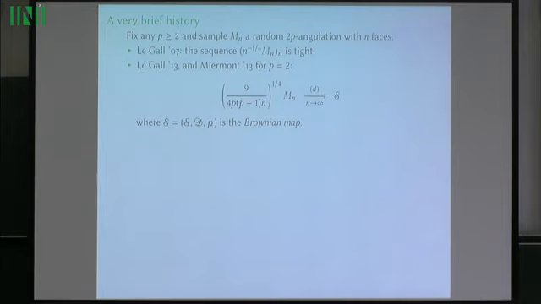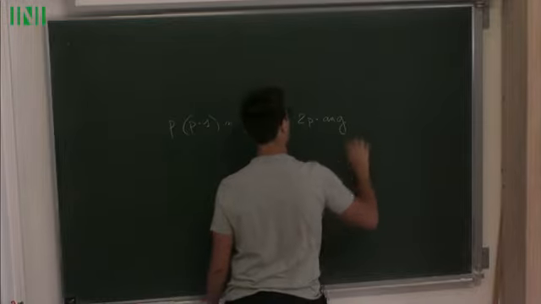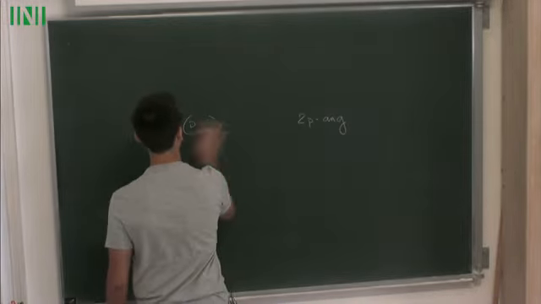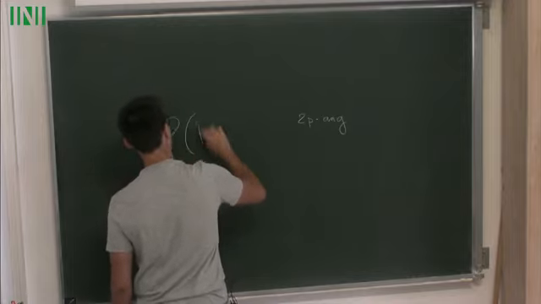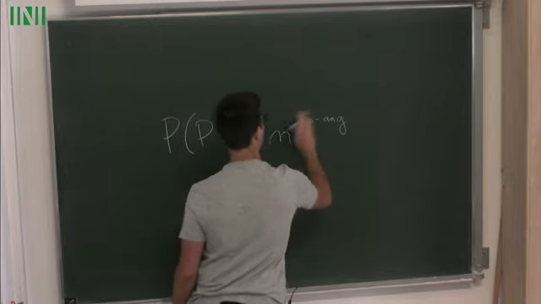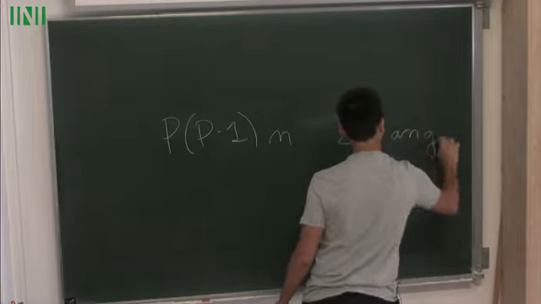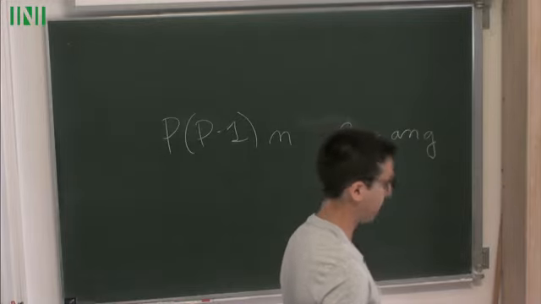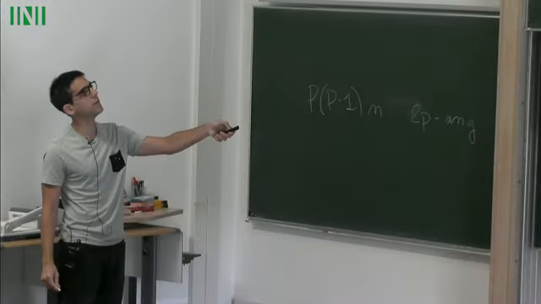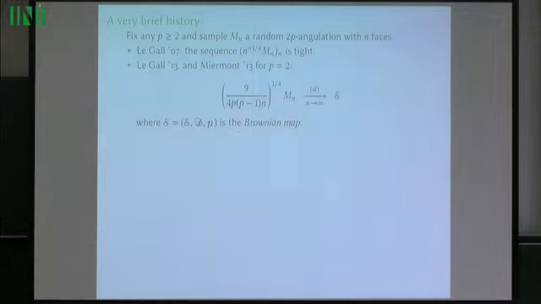And if you look at the scaling factor, you can forget about the 9/4, which doesn't matter here. And you have this p(p-1)n for 2p-angulations, that you raise to the power 1/4. And if you include the p in the scaling factor, then the limit is universal. It's the same for every model, and that's what we call the Brownian map.